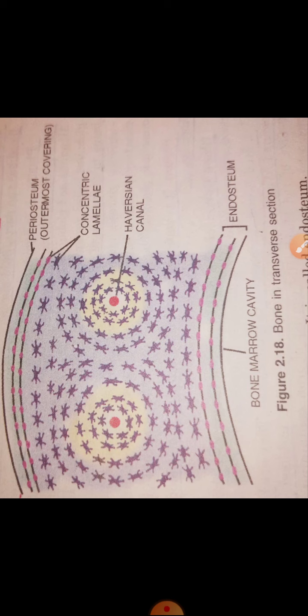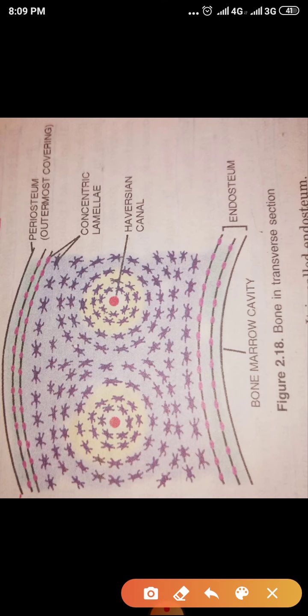And unlike cartilage, blood vessels and nerves pass into the interior of the bone, not only superficially. They come inside through a canal. That canal is called the Haversian canal, where blood and nerves are supplied inside.